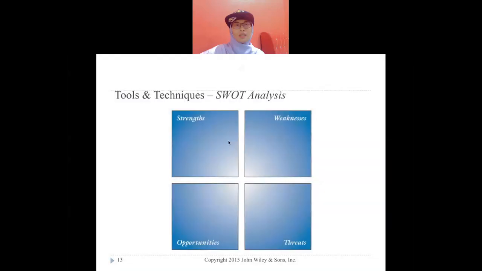This one is the SWOT analysis, which I gave an example of just now. What is the strength of our team, maybe, or our project? Weakness, opportunity, and threat.